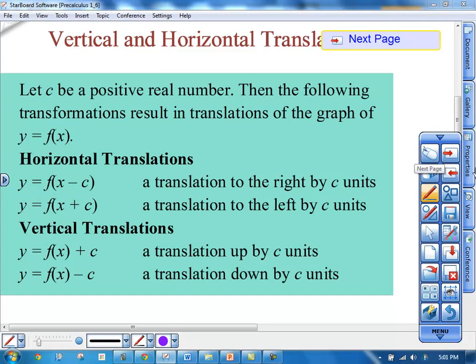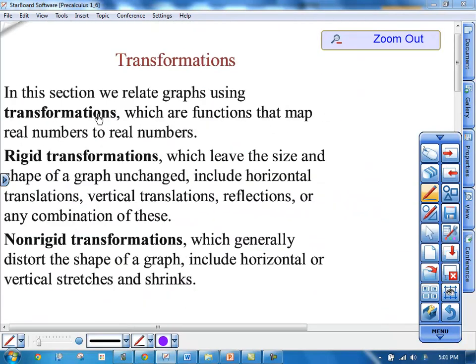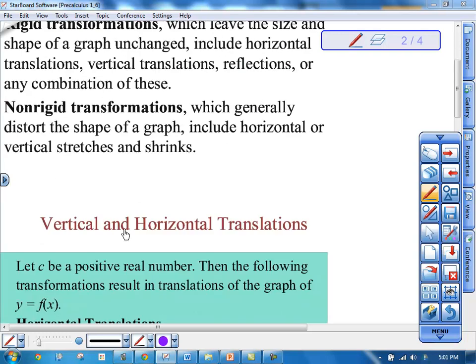Okay, so first, let's look at the different types of transformations. The book talks about rigid and non-rigid transformations. Rigid, obviously, are ones that leave the same shape, and non-rigid are like scale changes, where you actually shrink or stretch a function so it doesn't have its same shape anymore.